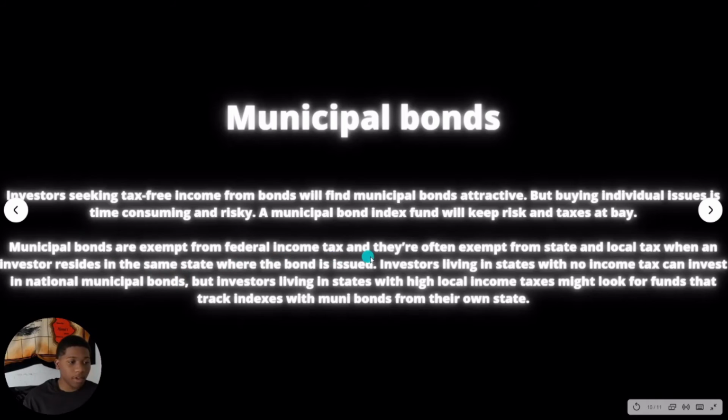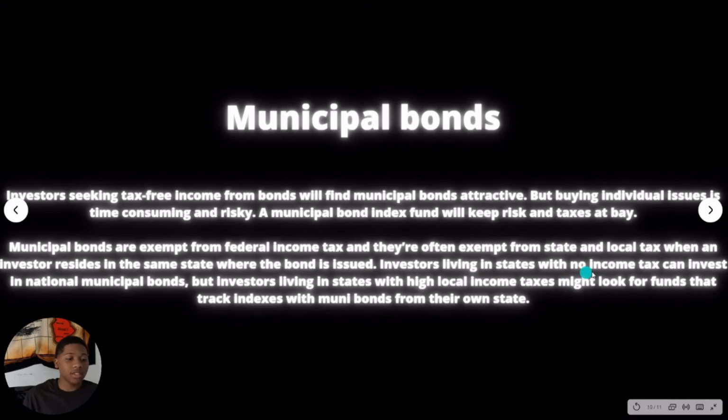Municipal bonds are exempt from federal income tax, and they are often exempt from state and local tax when an investor resides in the same state where the bond is issued. That's pretty nice. So if you reside in the same state where the bond is issued, you're tax free. Exempt from federal income tax. Exempt from state and local tax when an investor resides in the same state.